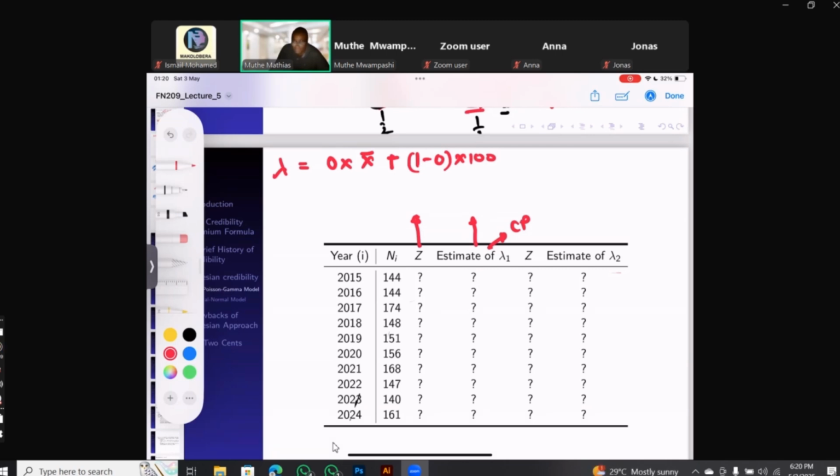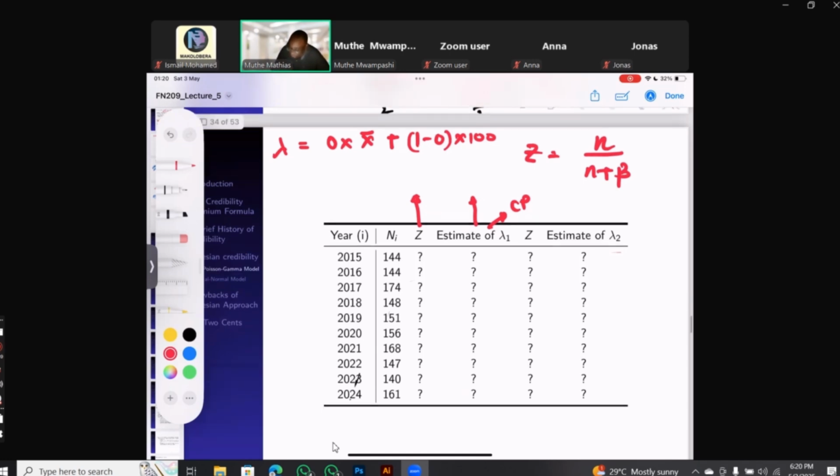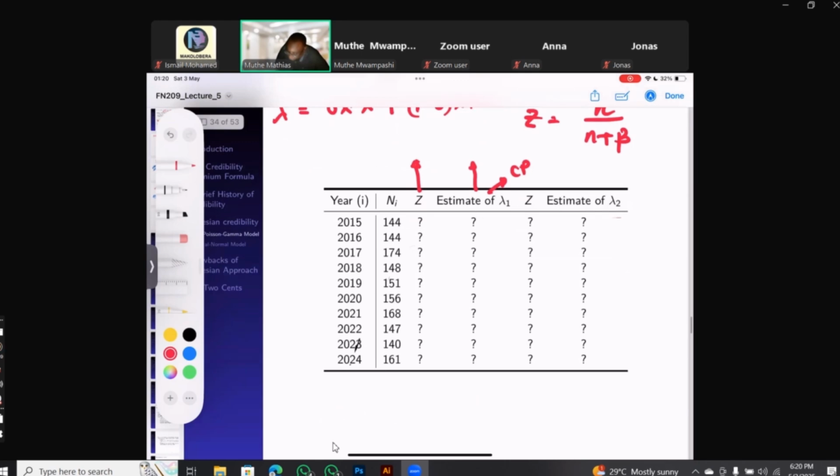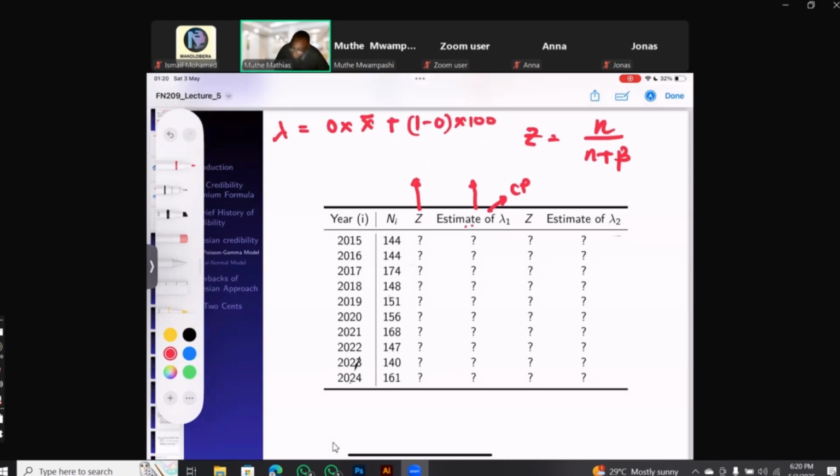So we are saying, based on the Poisson gamma framework, we can get Z because Z is estimated by taking Z equal to N divided by N plus beta. What is N? N is the number of observations. And then of course we have lambda. So lambda is actually the parameter of interest. So this is actually our CP. So we are saying lambda now is given by Z multiplied by this one here, plus 1 minus Z, and then of course, I multiply by mu.